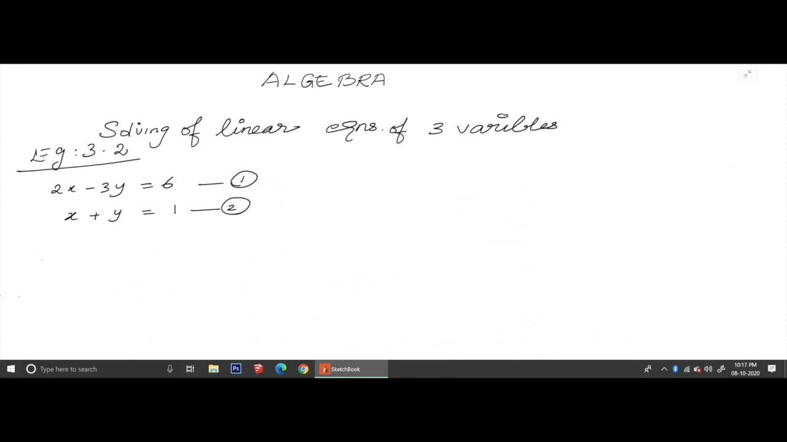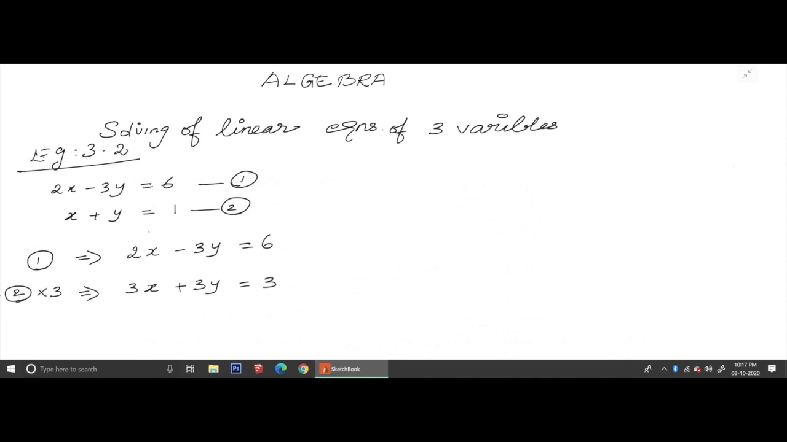Right. Now we'll solve this. Have the first equation as 2x minus 3y is equal to 6. And the second equation, you multiply by 3. So what will happen here? 3x plus 3y is equal to 3. See here, why do we multiply the second equation by 3? To eliminate the y. In the first equation you have minus 3y and in the second equation you have y.